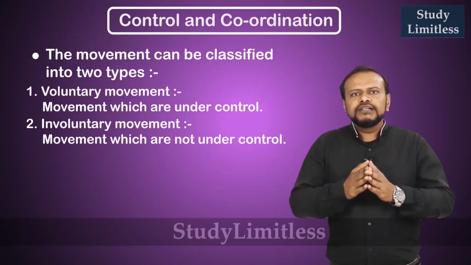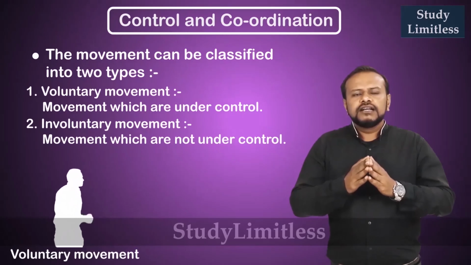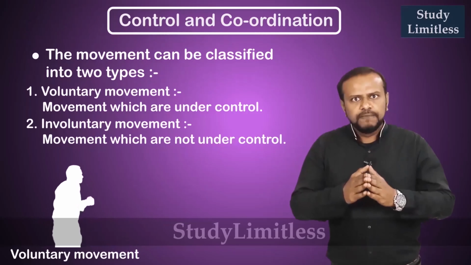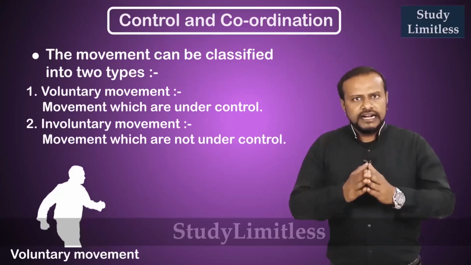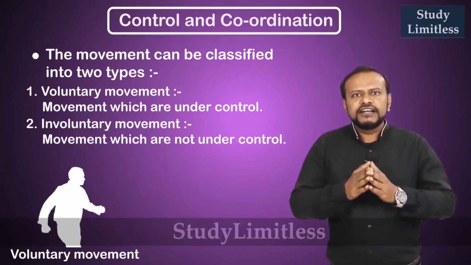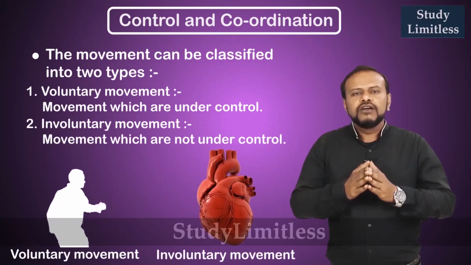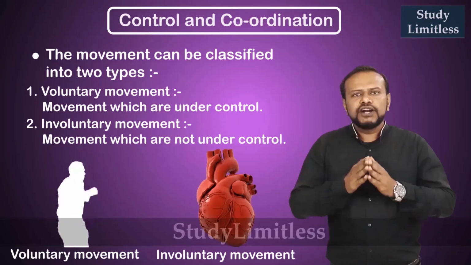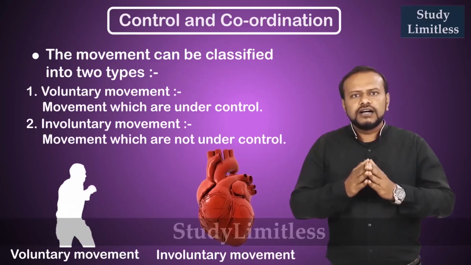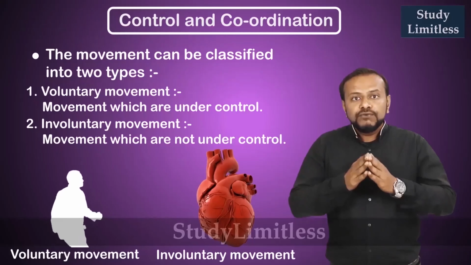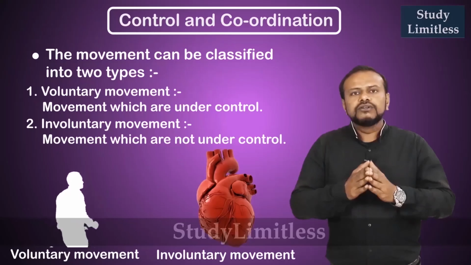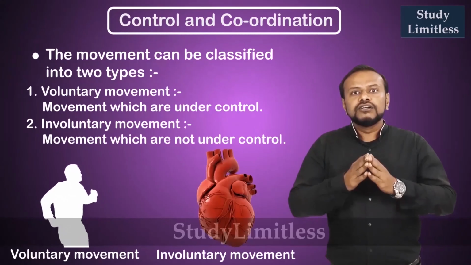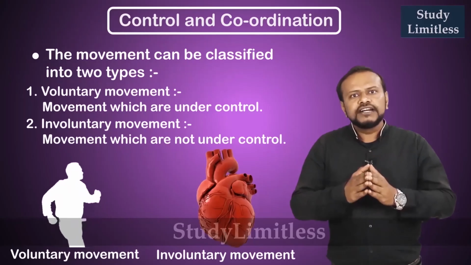So, voluntary movement, for example, is like you walking in the garden, which is a controlled action. Hence, it is a voluntary action or a voluntary movement. Whereas your heartbeat, the muscles associated with your heart continuously pump, which cannot be stopped even if you want to. Those movements where you cannot control them are involuntary actions.